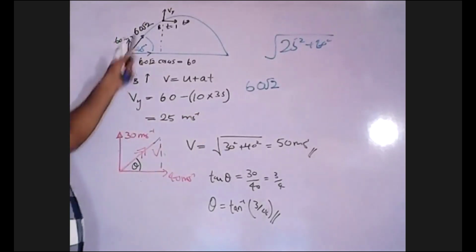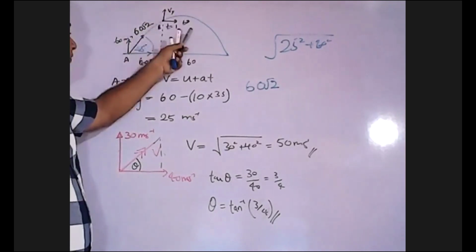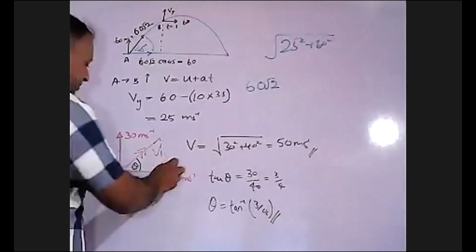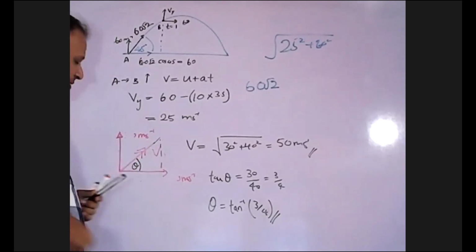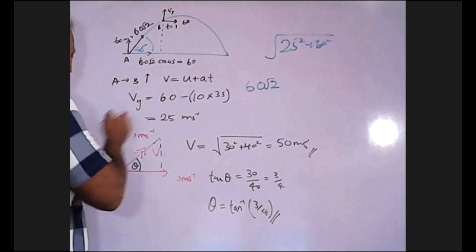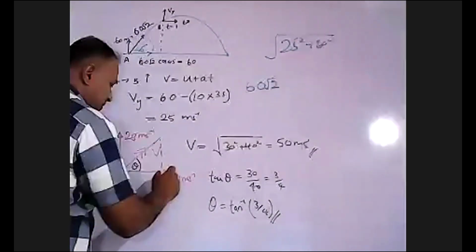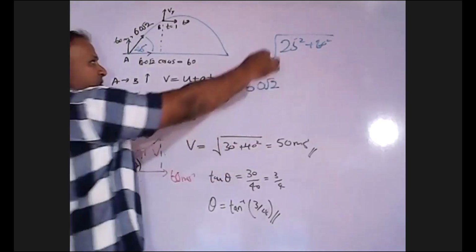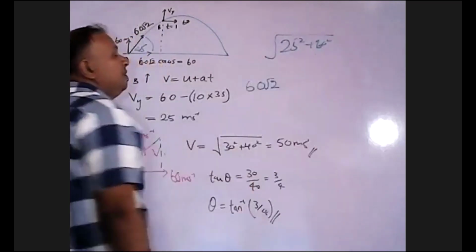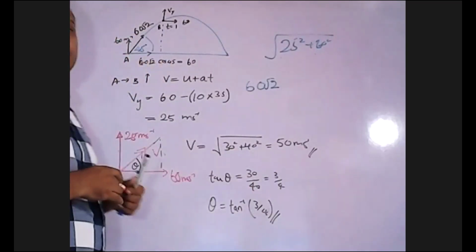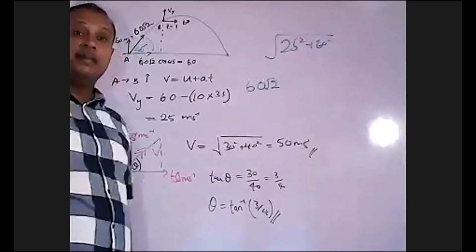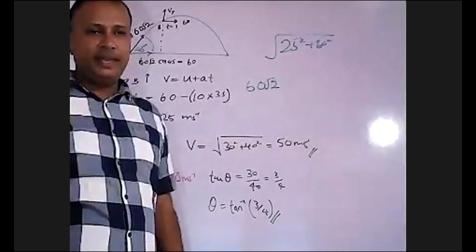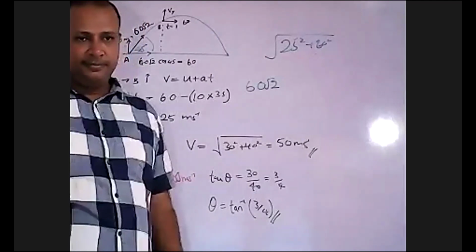Therefore, the vertical velocity is 25, horizontal velocity is 60. Therefore, V is equal to the square root of 25 square plus 60 square. That is 65.